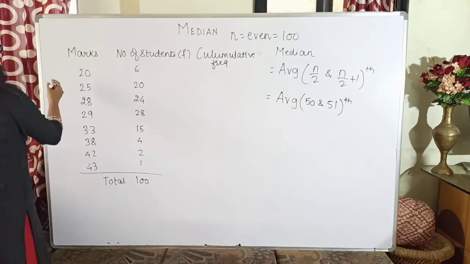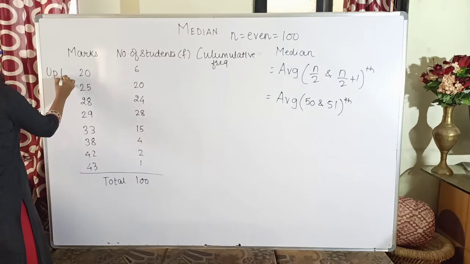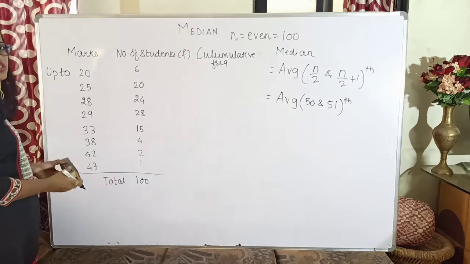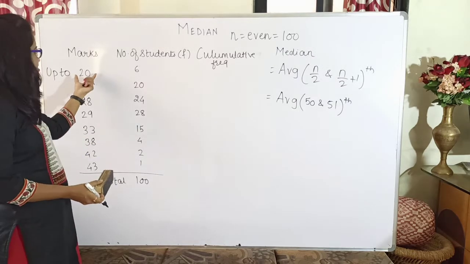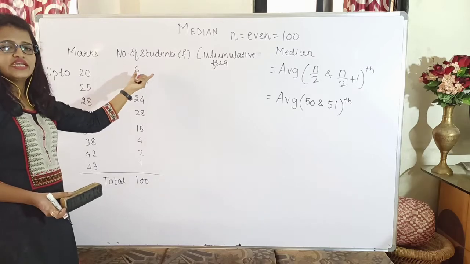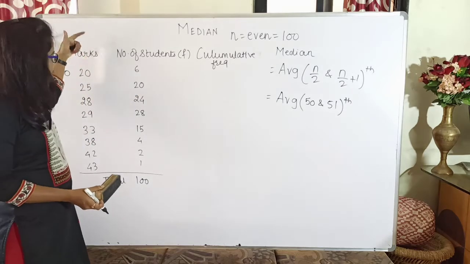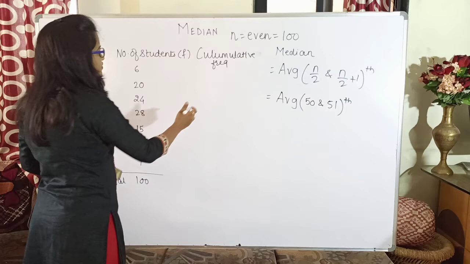Okay, so if here I write up to 20, how many observations are there up to 20, meaning below 20 also you will be considering. But since 20 is having observation 6, it means the below values we don't have in the previous rows, so here the value will be 6.